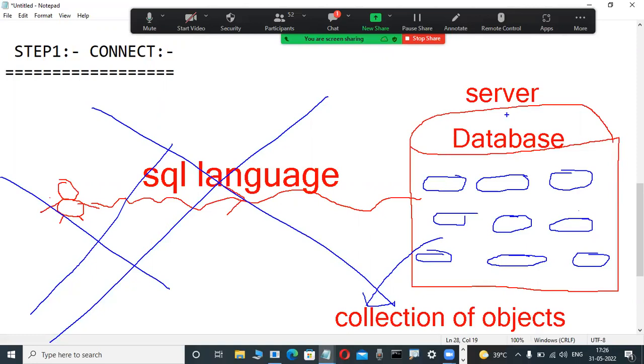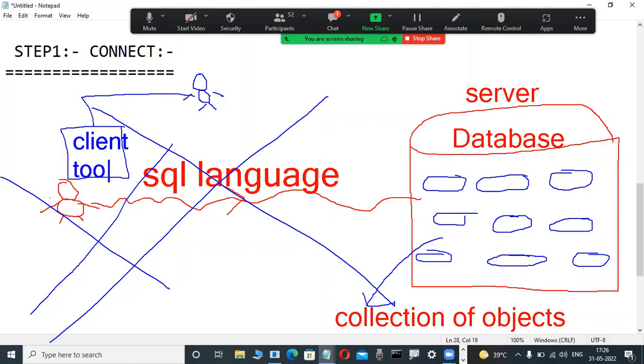SQL language, okay, yes, I agree. The database is available, but unfortunately, users do not interact with the servers directly. Directly communication is not there. That's why these users first connect to the tool. Yes, these users first connect to the client tool. What are those client tools? I will tell you.